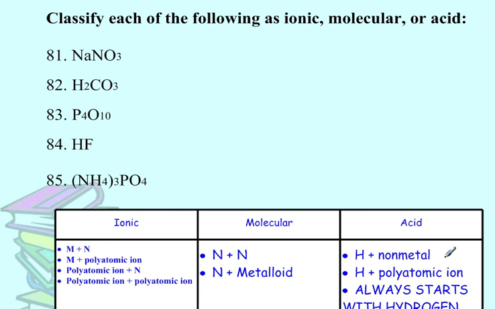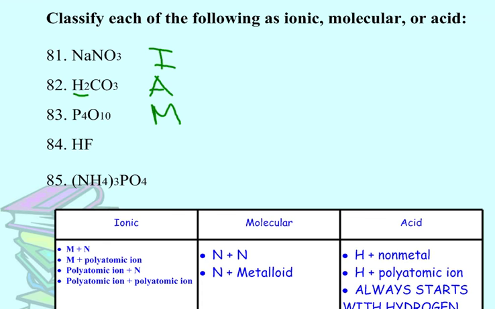Number 81 is sodium and then nitrate. So sodium is a metal. Nitrate is a polyatomic ion. So this would make this an ionic compound. For 82, this starts with hydrogen, so we immediately know it's an acid. For 83, we have phosphorus and oxygen. So if you look on your periodic table, you'll see that phosphorus and oxygen are both nonmetals or metalloids. So this is a molecular compound.